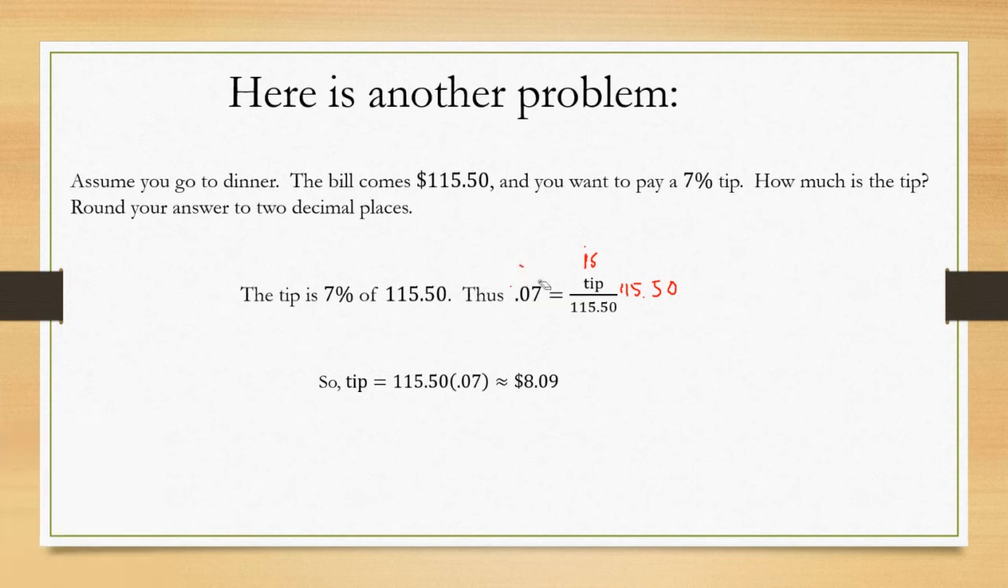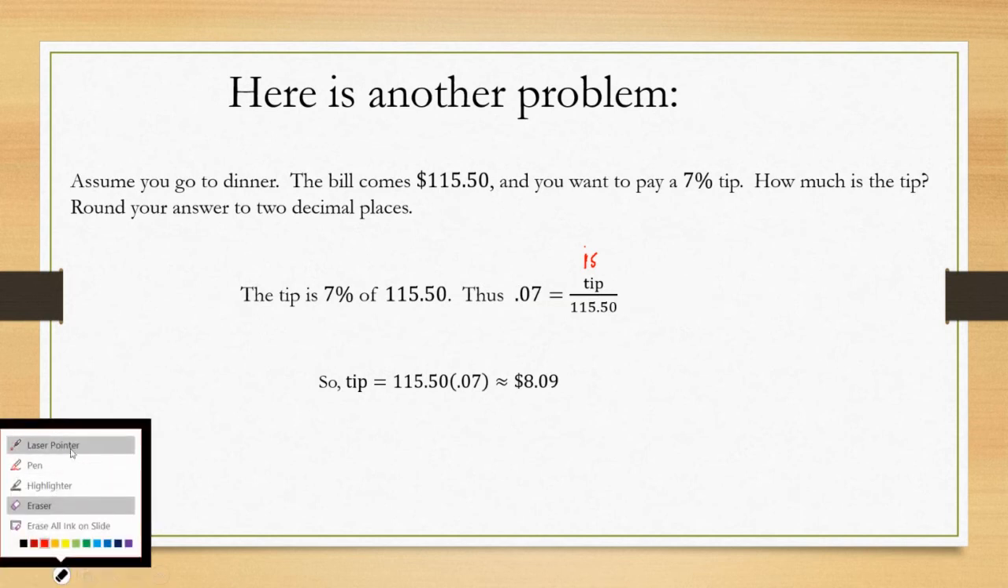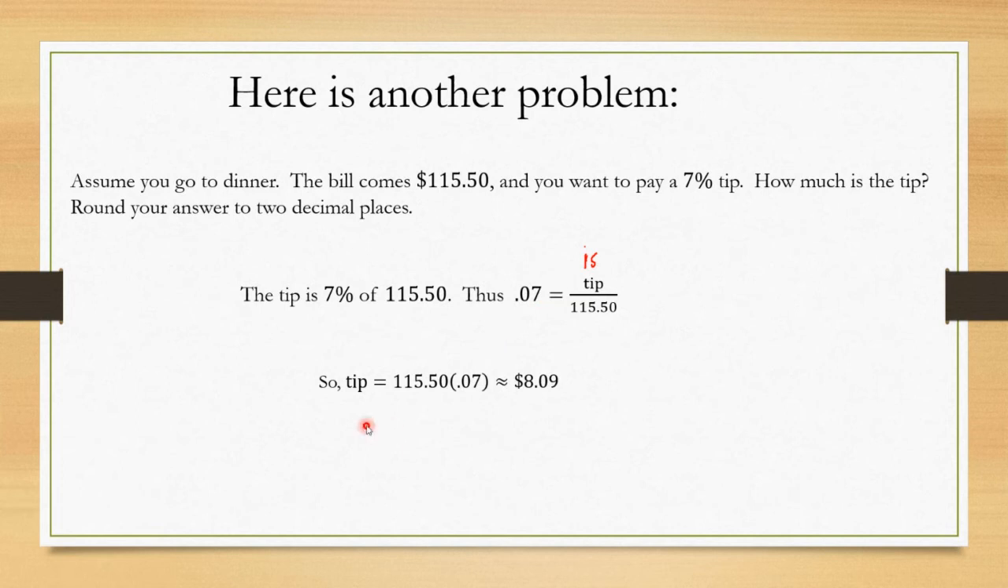You're going to cross multiply both sides by $115.50. And what you get is the tip is $115.50 times 0.07, which is about $8.09. So that's the tip you're leaving.